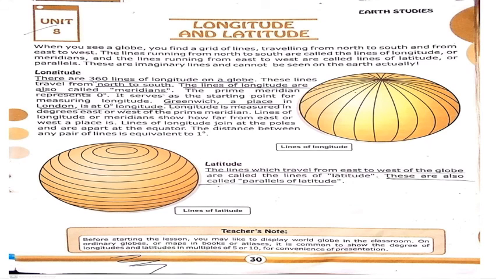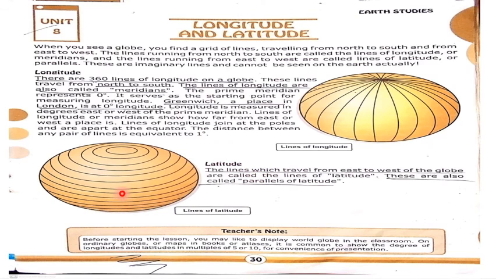Now here comes page number 30 of your book where you can see the paragraph on longitude, and here there is a globe where you can observe the lines of longitude. These lines are 360 in number. They travel from north to south. They are called meridians, right? Greenwich is a place in London and it is at 0° longitude, and the distance between a pair of lines is equivalent to 1 degree.